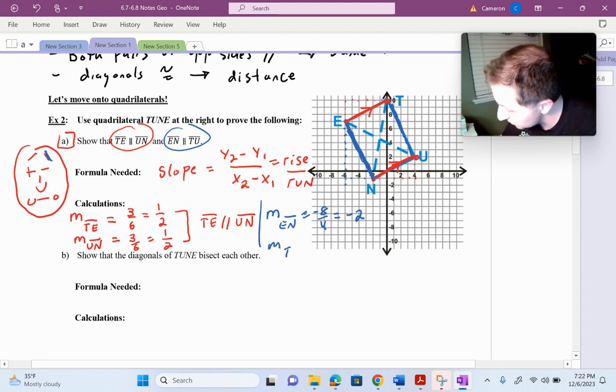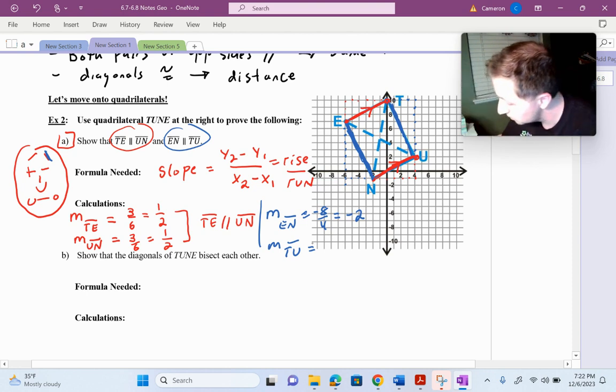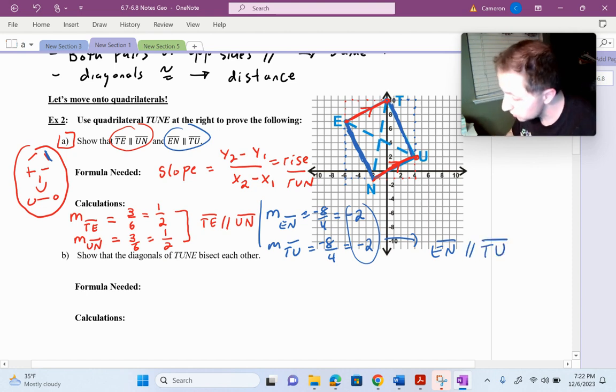And then I'm going to do the slope of TU on the other side. This one goes up 1, 2, 3, 4, 5, 6, 7, 8 over 1, 2, 3, 4. So this also has a slope of negative 8 over 4, which is negative 2. And so these two are equal. That tells me EN is parallel to TU. Okay, so we have shown that TE is parallel to UN by showing those two have the same slope of 1/2. And we have shown that EN is parallel to TU since those both had a slope of negative 2. I'm going to put double-sided arrows.